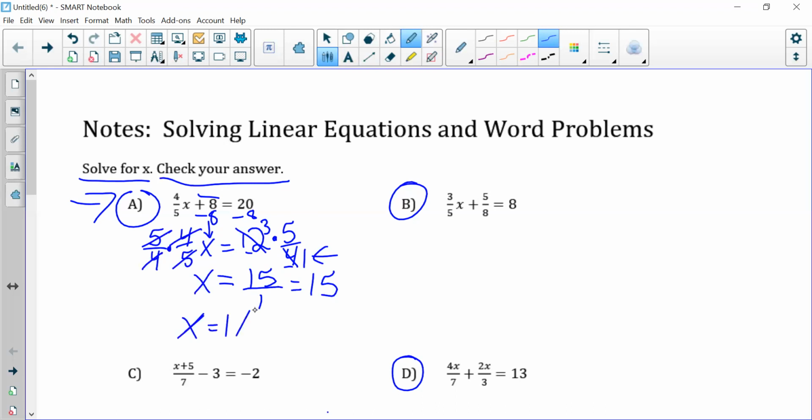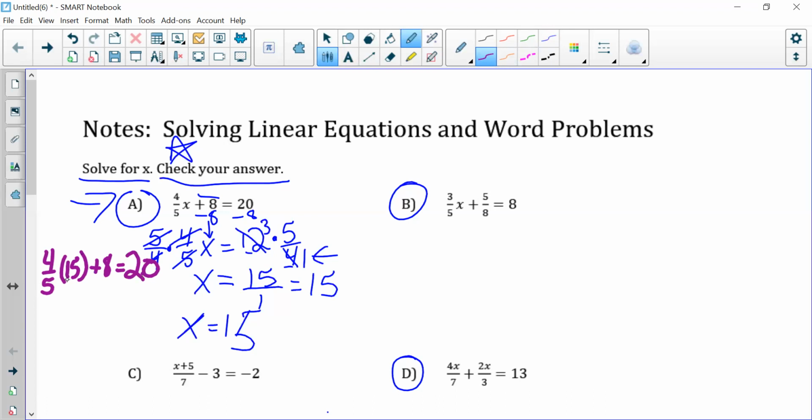All right. Remember, our instructions didn't just say to solve, it says to check. So let's check this. I'm going to grab a different color ink so we can see what I'm doing. So to check it, you're going to plug it in. So I have 4/5 times 15 plus 8 equals 20. That's a 2. That doesn't look like a 2. Let's fix that. There we go.